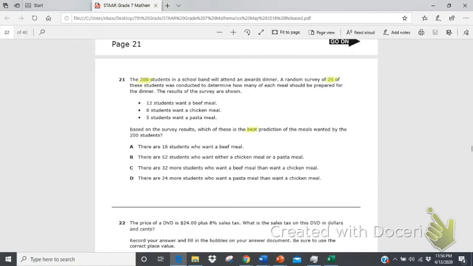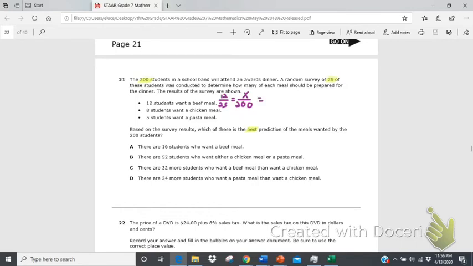My suggestion here, ladies and gentlemen, is to find out, for example, the first one: if 12 of the 25 chose a beef meal, that means if we were to scale that up, or figure out 200, we could set it up as a proportion like this here. So here you all can cross multiply, or how do you go from 25 to 200? Times 8. So you do the same thing to your numerator.